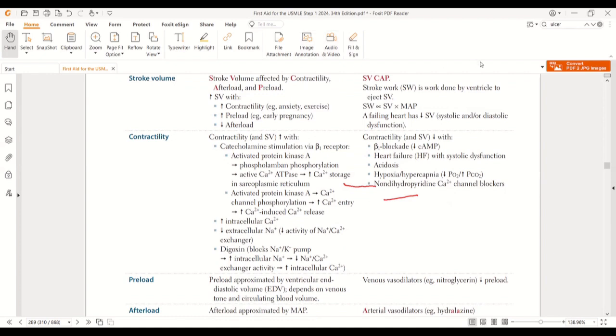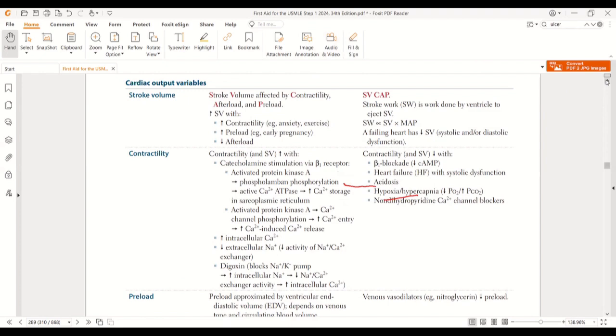Okay, so this is cardiac output. Can anybody tell me the formula of cardiac output? Yeah, it's heart rate times stroke volume. So it is stroke volume times heart rate. This is the formula of cardiac output: stroke volume times heart rate.